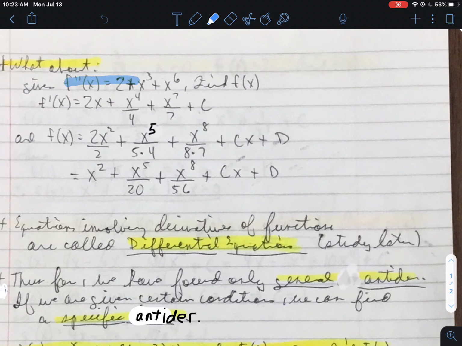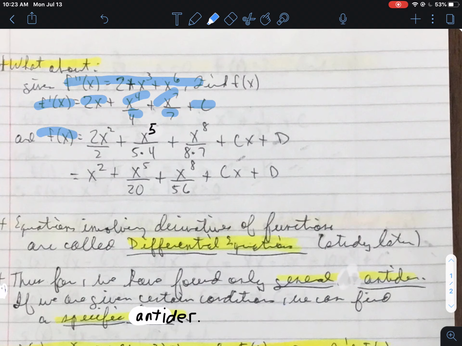So if I start with f double prime, 2 plus x cubed plus x to the 6th, I can find its antiderivative. The antiderivative of f double prime would be f prime. And again, this is a straightforward power rule. So 2x, x to the 4th over 4, x to the 7th over 7, plus our arbitrary constant, because we're finding the antiderivative. Then I can find the antiderivative of f prime, which would now be our function to the left.